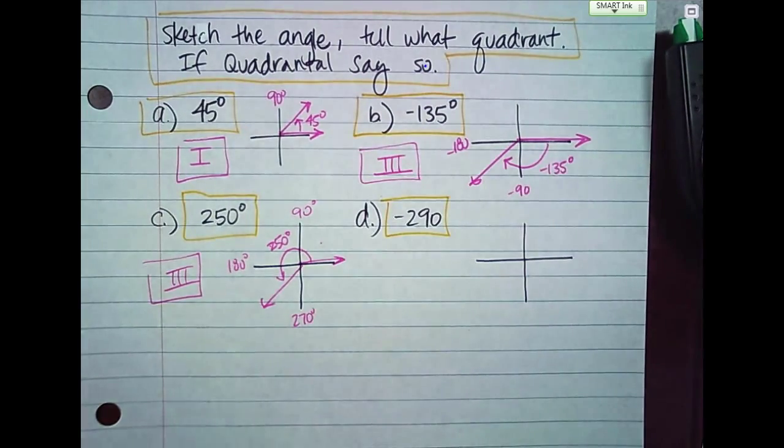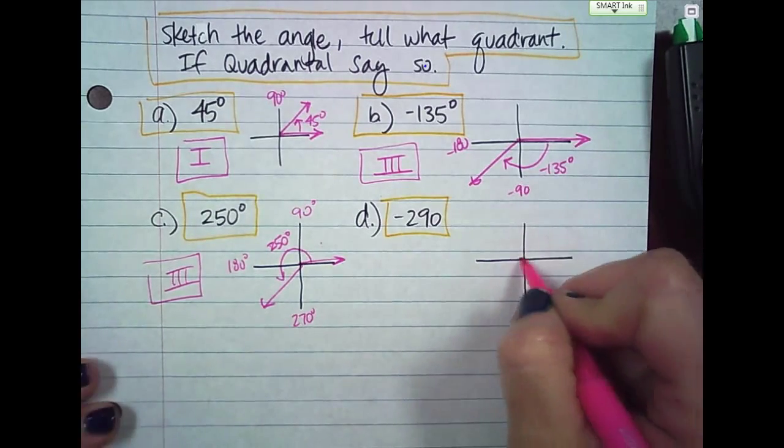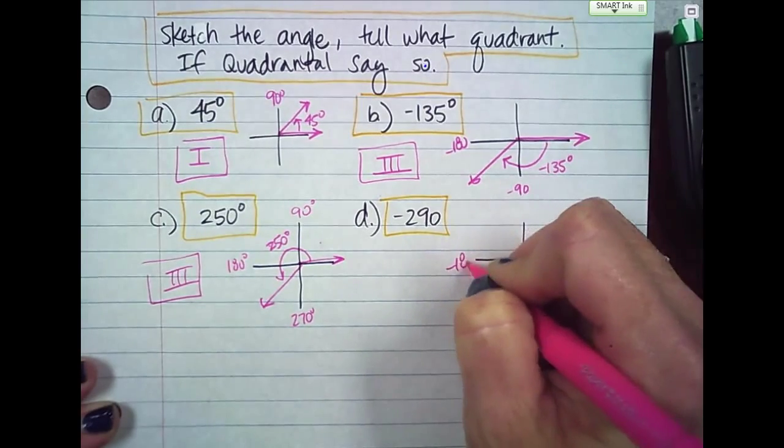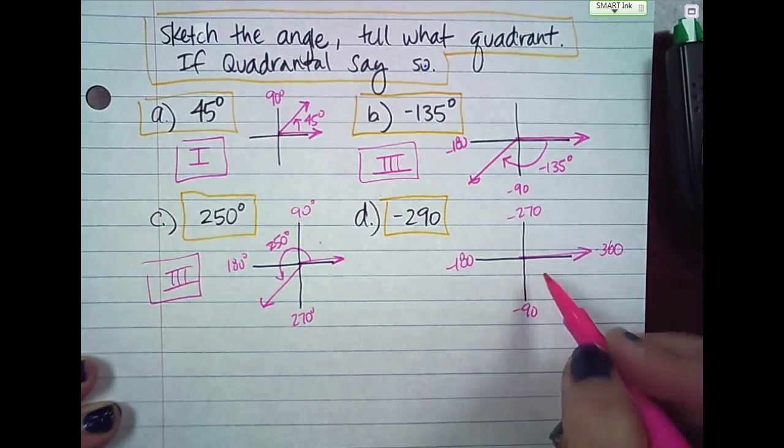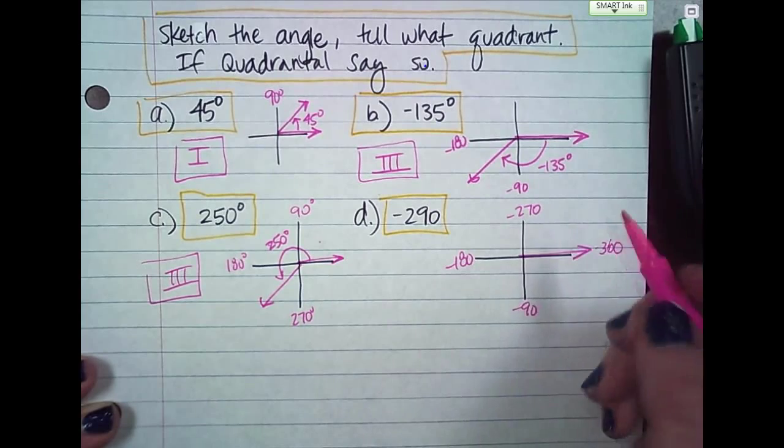You try negative 290. Go the other direction. Count if you need to. Write them down. Negative 290. Start here. Negative 90, negative 180, negative 270, and negative 360. So where did I fall? Between these two, right? Here.